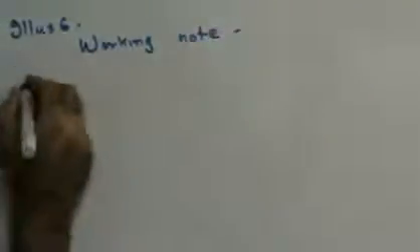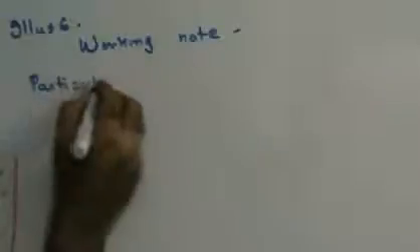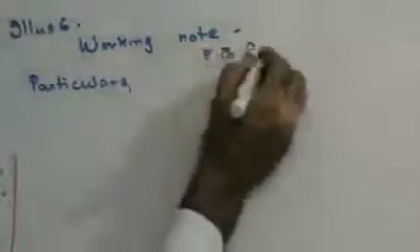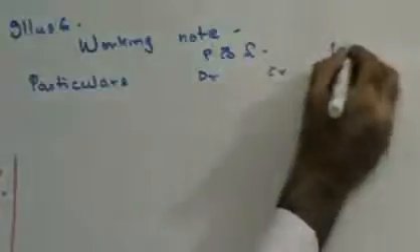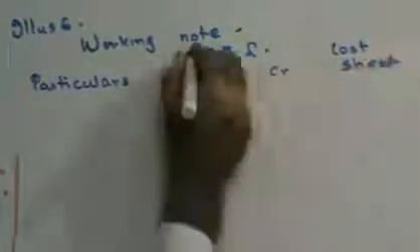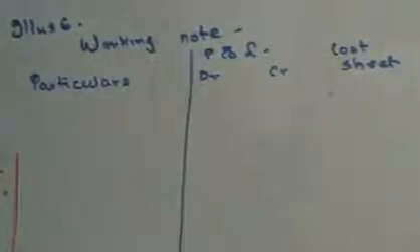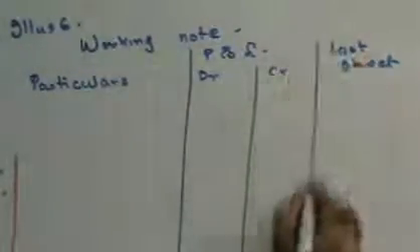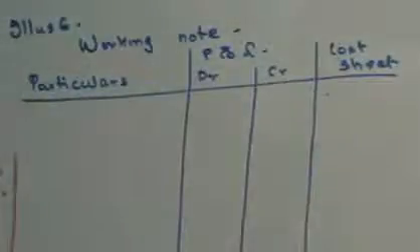Let's see illustration 6. Working note. Particulars, P&L, debit, credit, cost sheet. Right, let's start. They've given you that from the following information you are required to prepare a statement reconciling the results of the cost book.